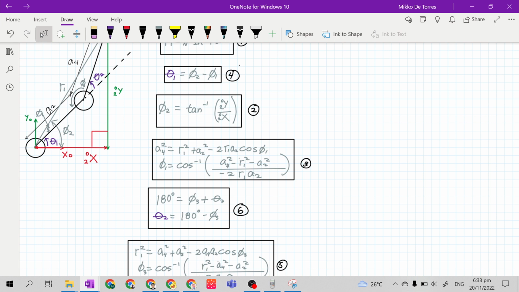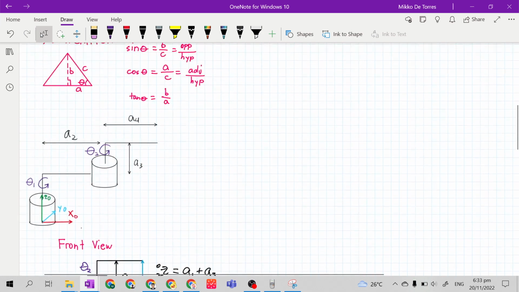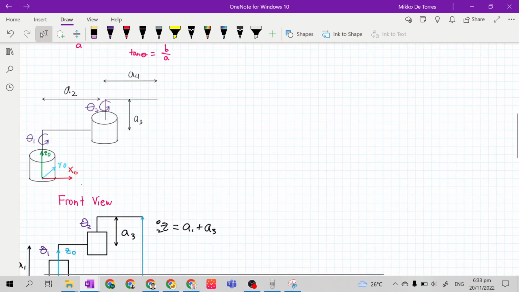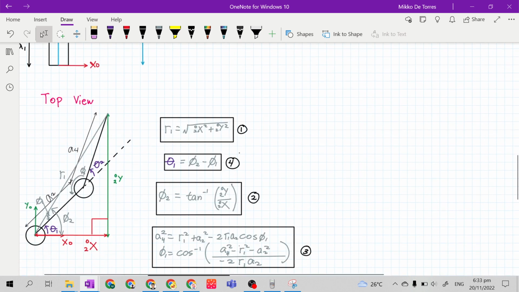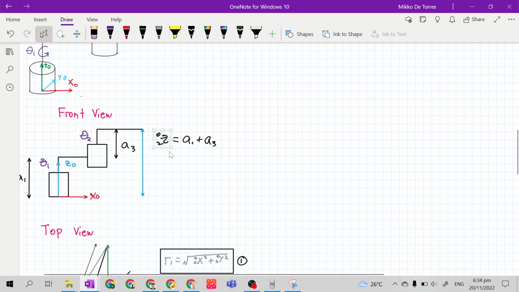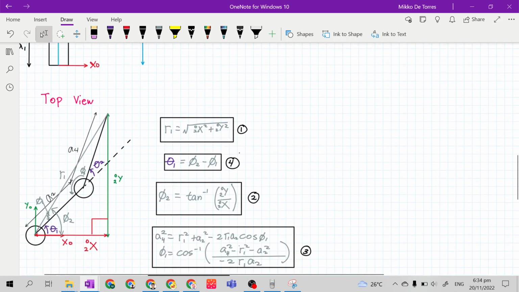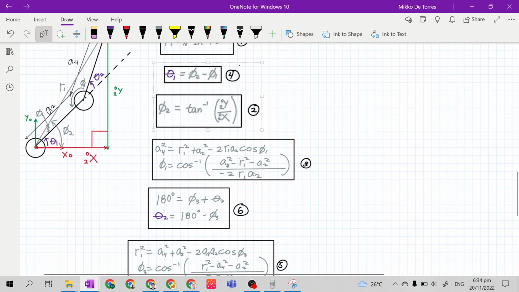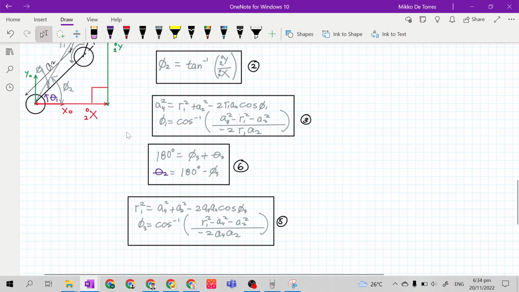So, this is the process of the graphical method. You will use the kinematic diagram. Only use the base frame, redraw it into front view or top view, and analyze it. And depending on the analysis of the given joint variables and link lengths, you can derive the equations or the solutions to solve for the joint variables.